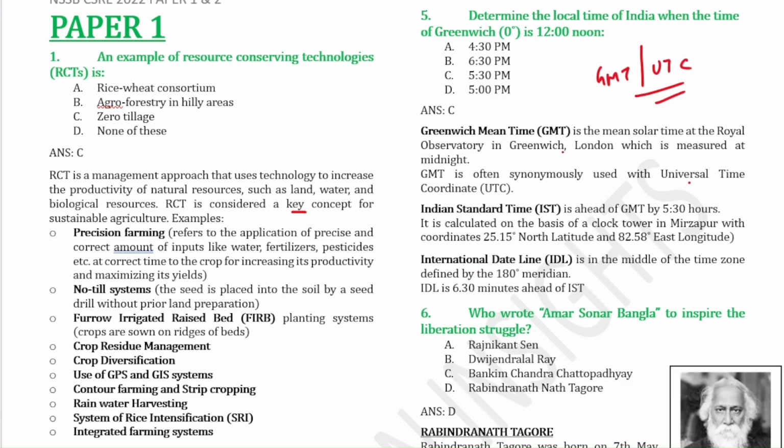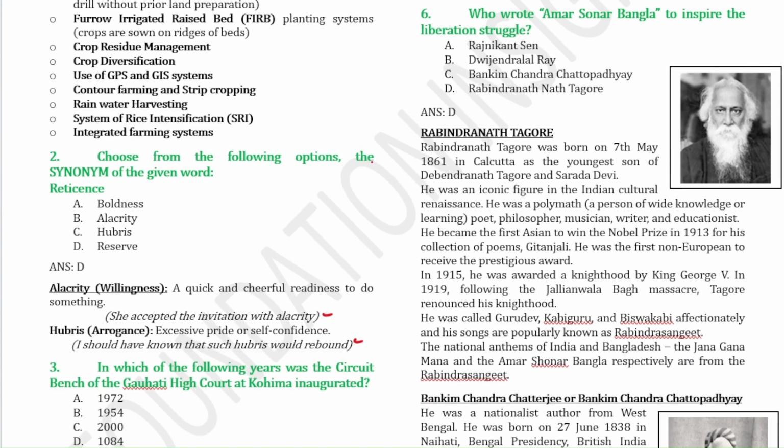Indian Standard Time is ahead of GMT by 5 hours 30 minutes. So if it is 12 noon in GMT, then in IST it will be 5:30 p.m. because it is ahead by 5:30 hours. Question number 6, who wrote Amar Sonar Bangla to inspire the liberation struggle?